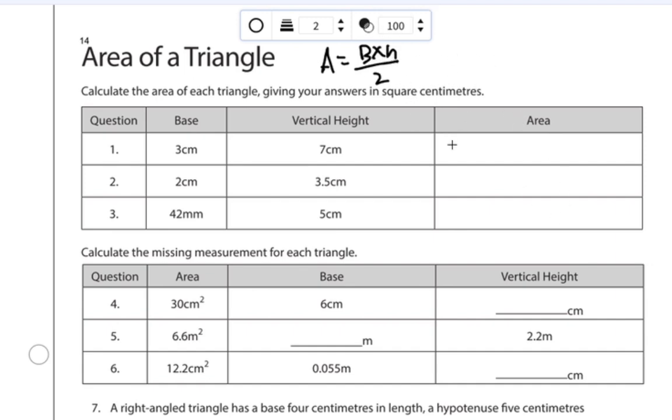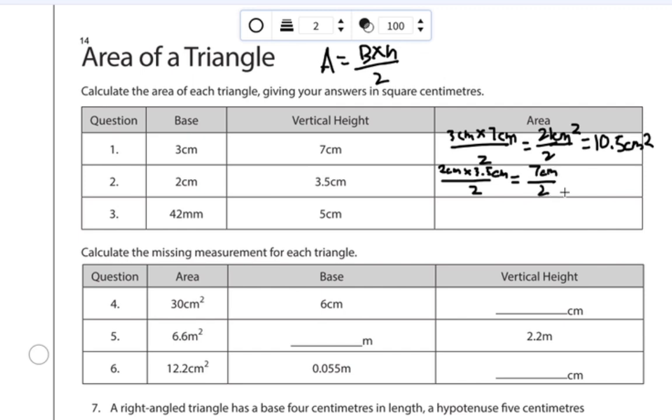So, for question 1, it is 3 cm multiplied with 7 cm over 2, which would equal 21 cm square over 2, which we would get 10.5 cm square. For the second question, we will take 2 cm multiplied with 3.5 cm over 2, which would equal 7 cm square over 2, which we will get 3.5 cm square.